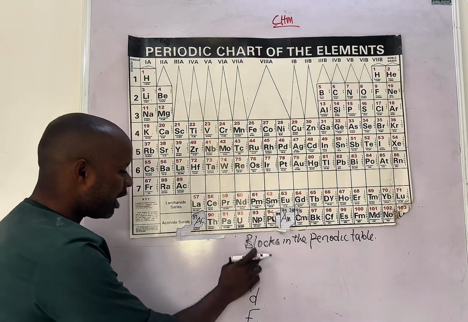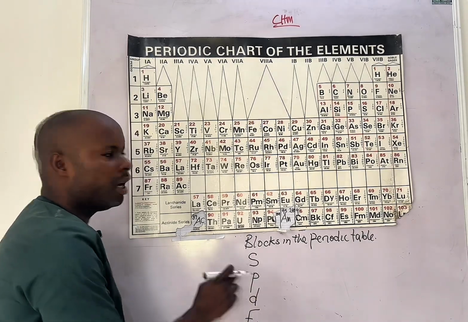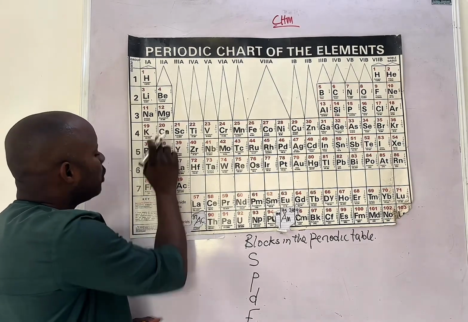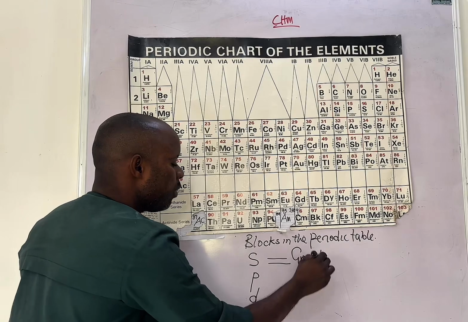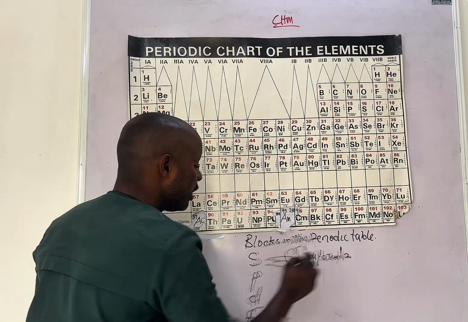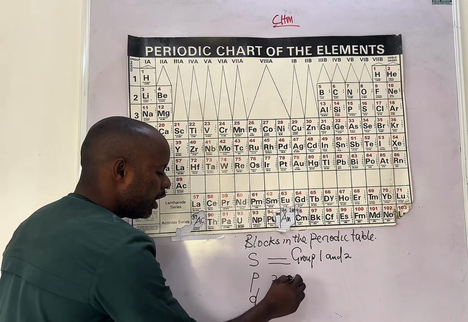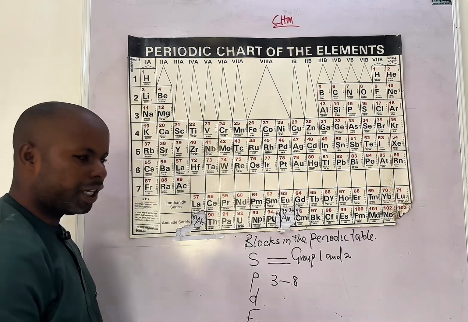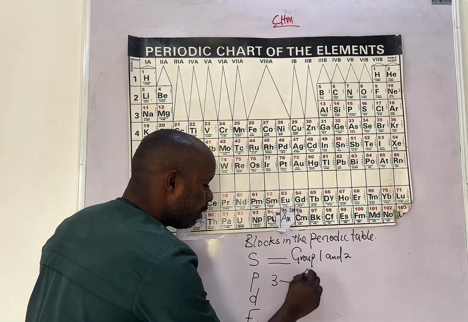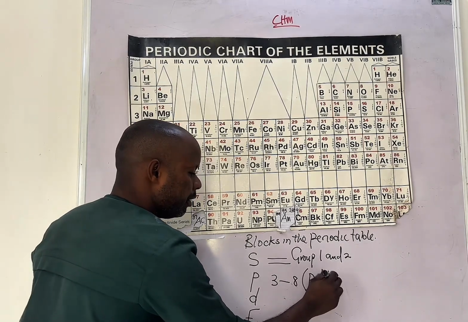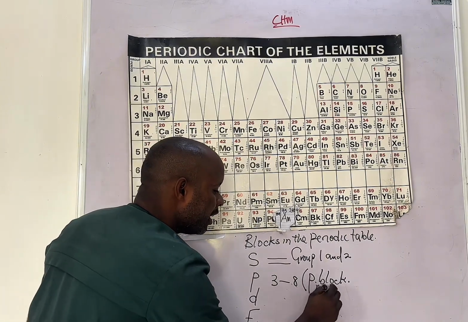The S block, they are known as S block because their electronic configuration falls in S block. We said group 1 and group 2, they are known as the S block. While group 3 to 8 contain what is known as the P block. Under this P block, we're going to have the metals.